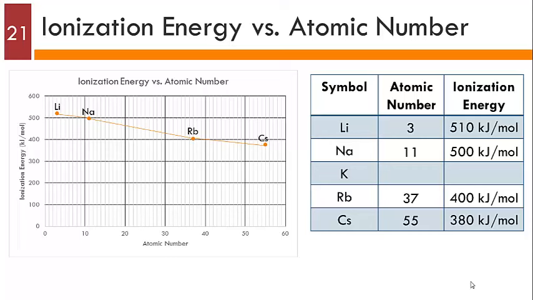Potassium, which isn't on the chart, is atomic number 19. So I can go ahead and place a dot on atomic number 19 on that line which is showing me the trend. Based on this, we can predict that potassium is going to have an ionization energy in between sodium and rubidium. So maybe around 450 kilojoules per mole.